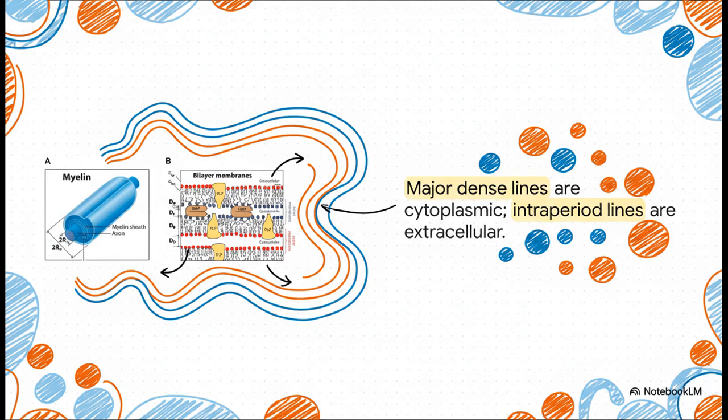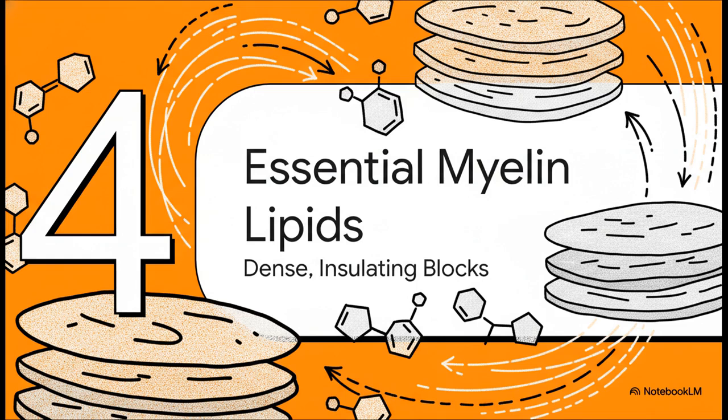This molecular makeup gives rise to a very distinct ultrastructure. When you view it under an electron microscope, you can see two repeating features. The major dense line is formed by the tight fusion of the inner or cytoplasmic surfaces of the membrane. And then you have the intraperiod line, which is slightly wider, formed by the apposition of the outer or extracellular surfaces. Given their sheer abundance, it's clear that lipids are the primary building blocks of the myelin sheath.